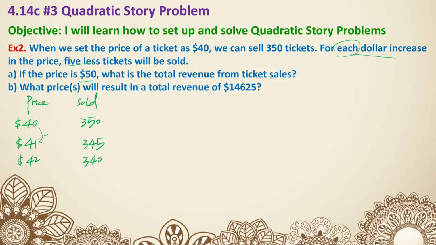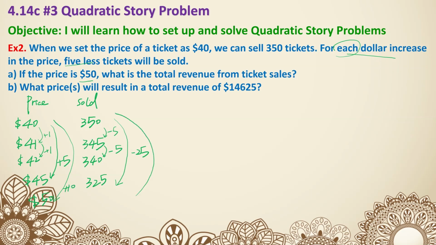So this is changing by 1, and this is subtracting 5 on that side. Let's say we have $45. That is a change of 5. Since each 1 corresponds with a -5, a +5 is going to correspond with a -25. That's going to be selling 325 tickets. When it's $50, that's a +10, which corresponds with a -50. It's going to sell 300 tickets.